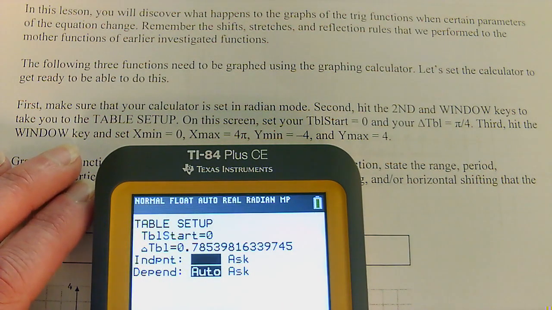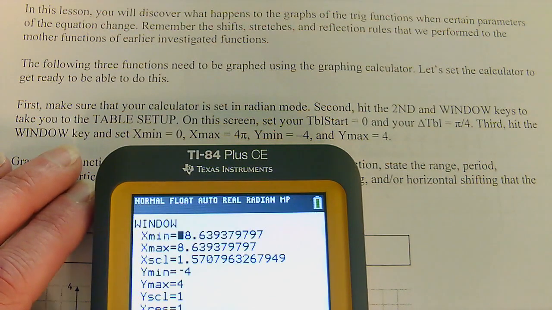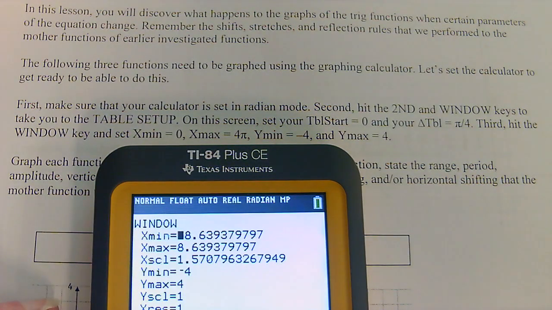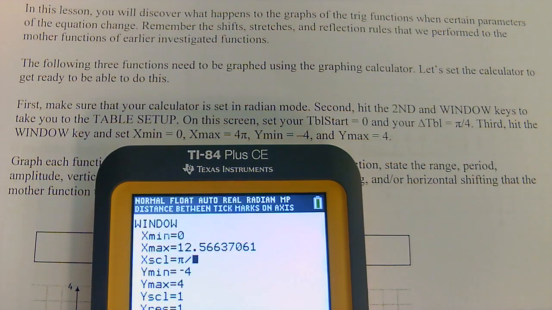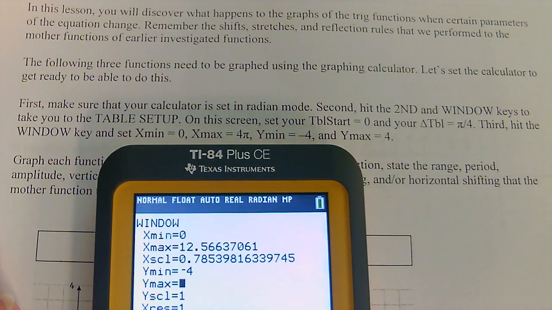And then I'm going to hit the window key, and I'm going to make my window match the window that's on the assignment. So I'm going to go from 0 to 4 pi, and I'm actually going to have it count by pi over 4s. And then I'm going to go from -4 to 4 and let it count by 1. So I think that's going to be fine.